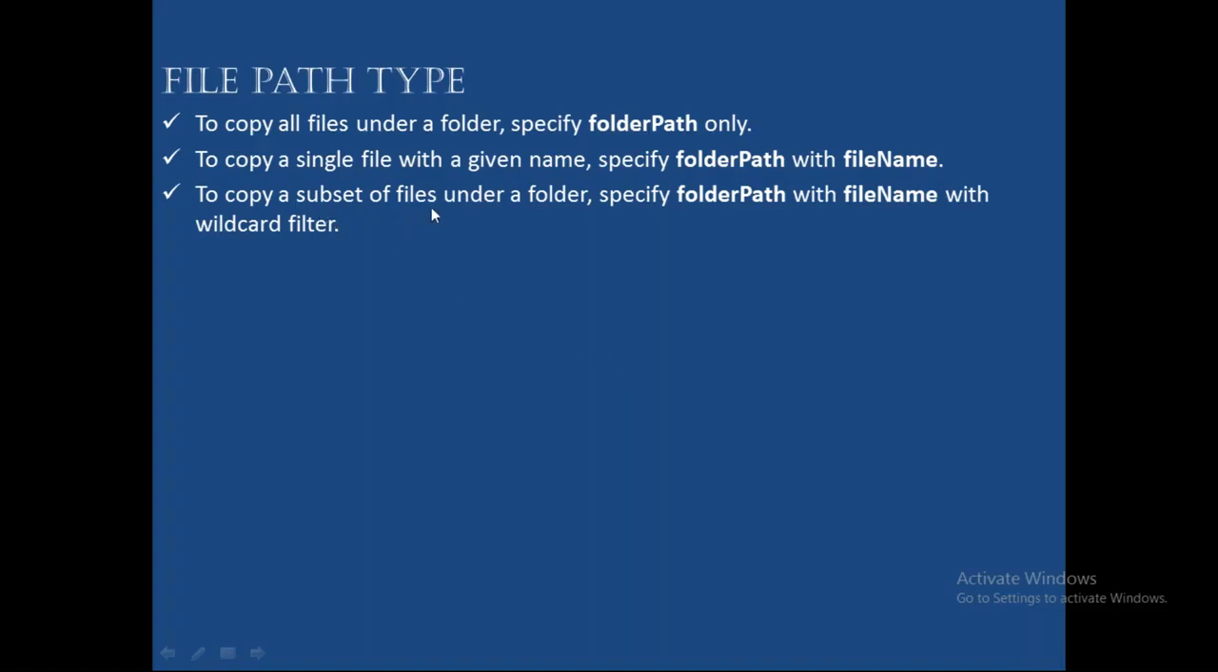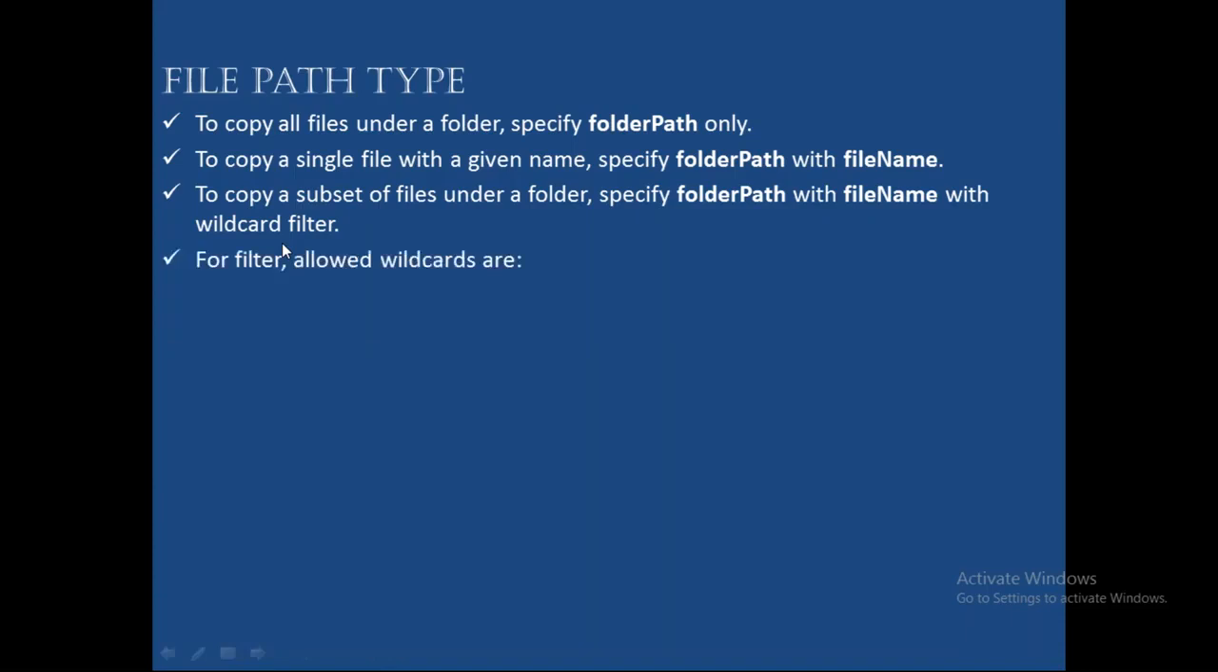To copy a subset of files under a folder, specify the folder path with a file name, using a wildcard filter. You remember the wildcard filter where we used star. It is going to pick all JSON files, CSV files, whatever files you have in your source folder, and load them into output. If you say star.csv, it will pick only CSV files. If you say star.json, it will pick only JSON files.